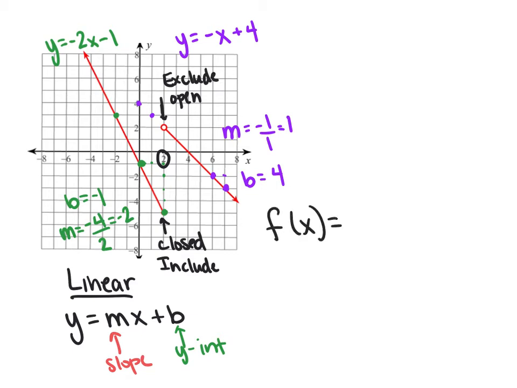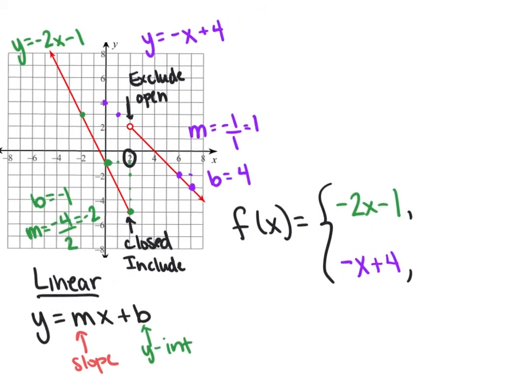So when I write this function, it looks like this. f of x is equal to, and I want to create the pieces. I have one function that is -2x minus 1, and f of x also means y, by the way. So I'm saying y is equal to -2x minus 1. And the other function is -x plus 4. Now I need to define where each one of these functions is graphed.